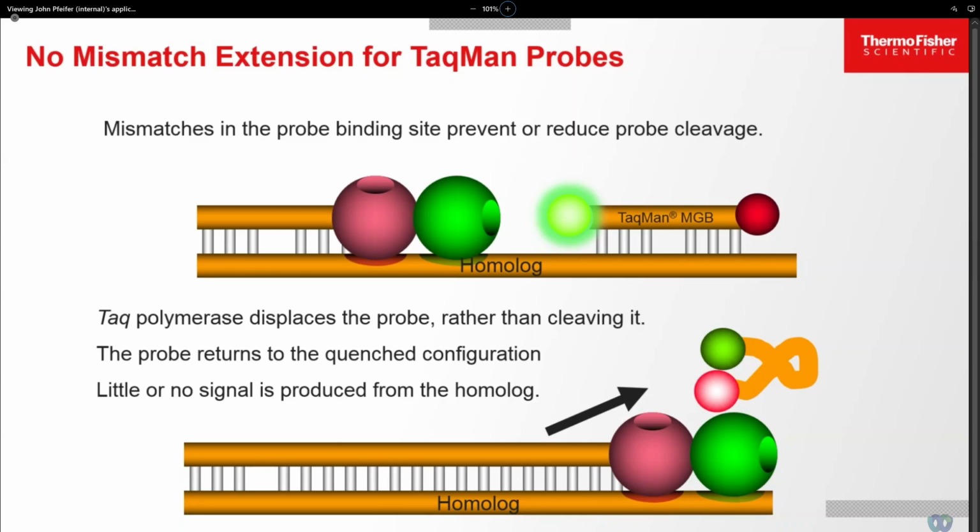So I would argue this is the big philosophy behind TaqMan. We're saying with TaqMan, it's very difficult to prevent all non-targets from amplifying during PCR, but through the use of a well-designed probe, we can prevent those non-targets from producing signal.